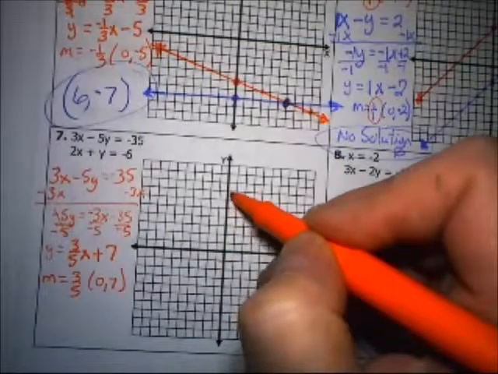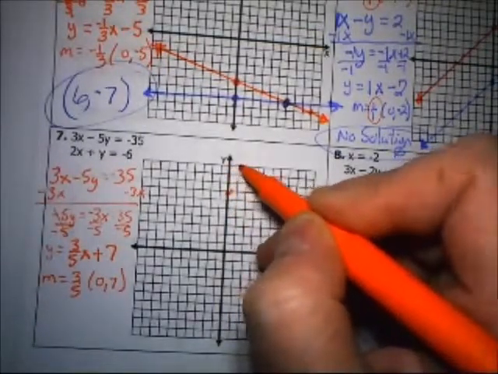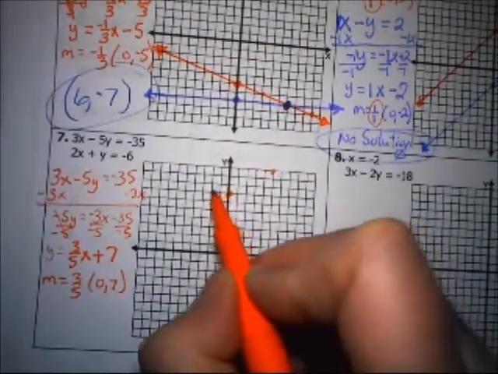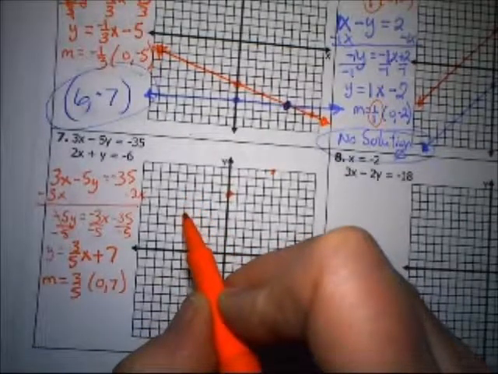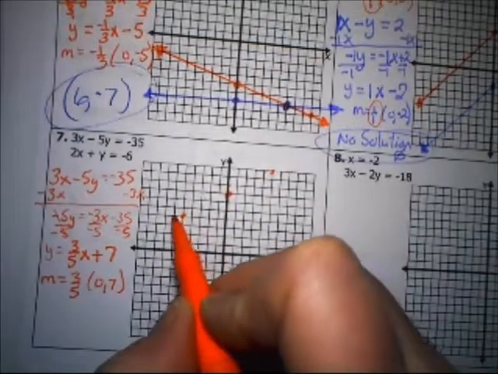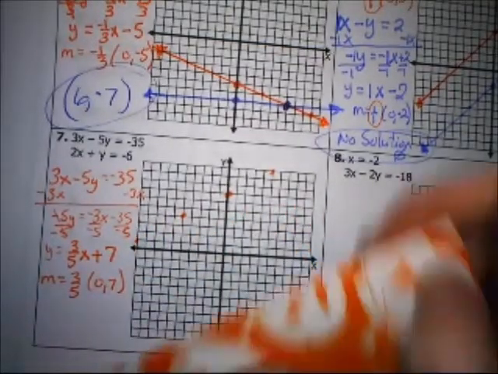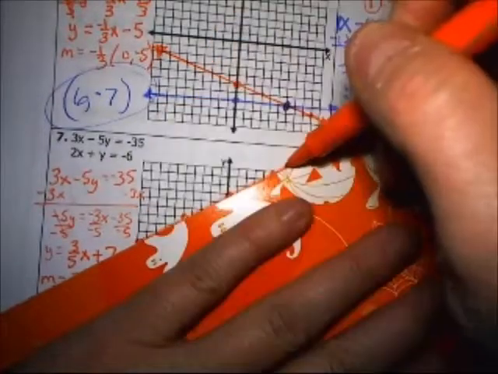1, 2, 3, 4, 5, 6, 7. And then I'm going to go up 3. 1, 2, 3, 4, 5, and 1, 2, 3. Okay, I did as many steps as I could so I could see where my line is.